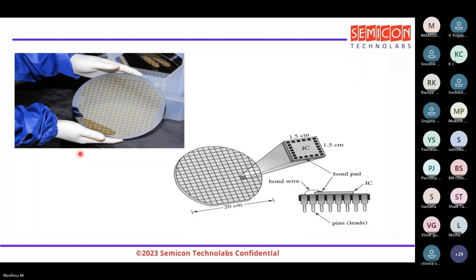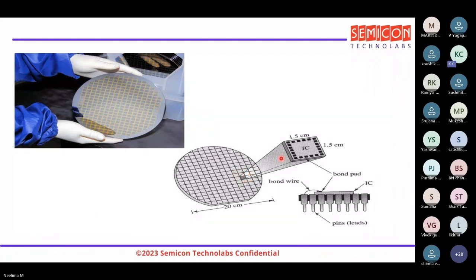The foundry person will have something like this, which is called a wafer. The small square shaped boxes we have here, these are all called integrated circuits. So within a slice of wafer, you can see that so many integrated circuits are there. Now look at this image here.